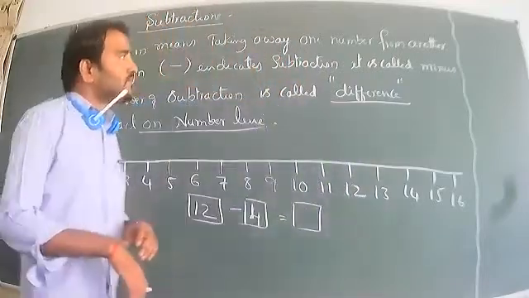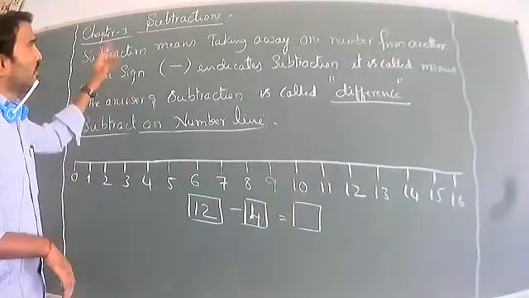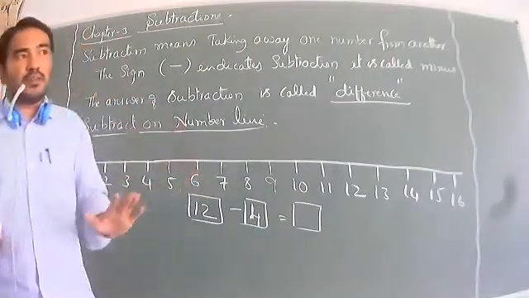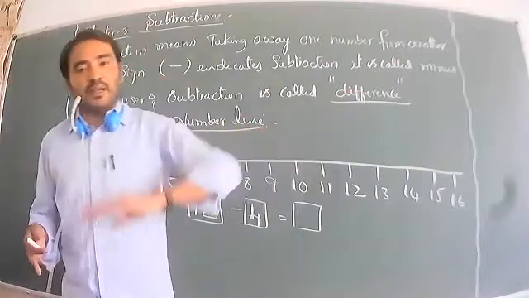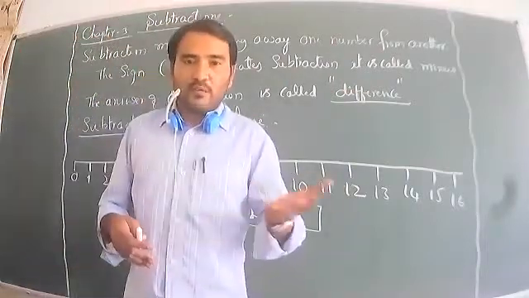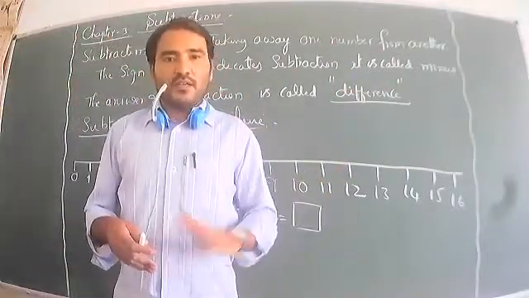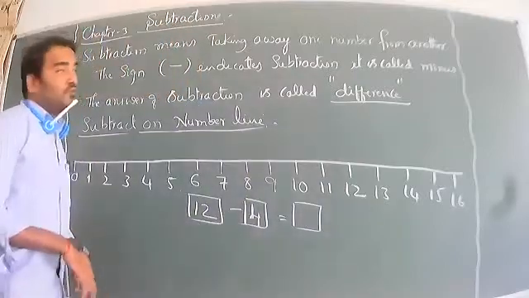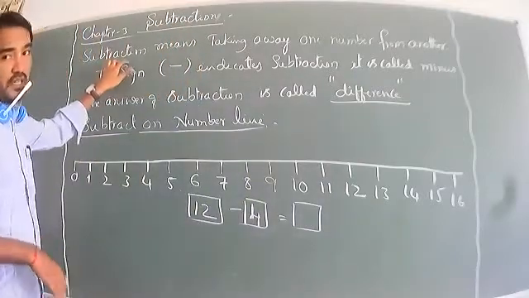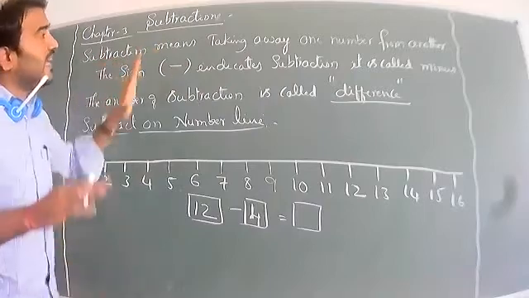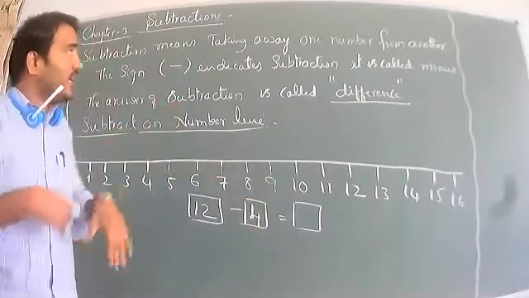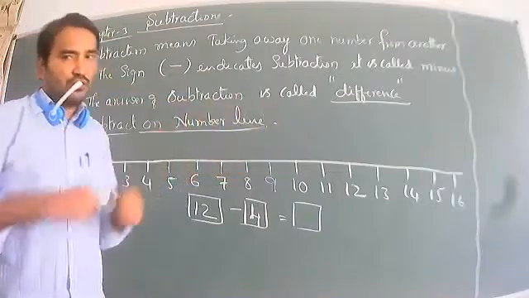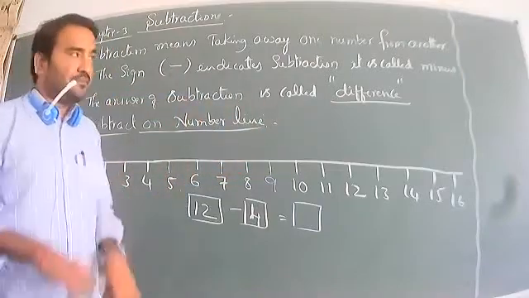Now look at that. You know the number line concept, and subtraction means we count backward numbers, so it is called subtraction. Now look at the board, some concepts have to be recalled. Subtraction means taking away one number from another number.